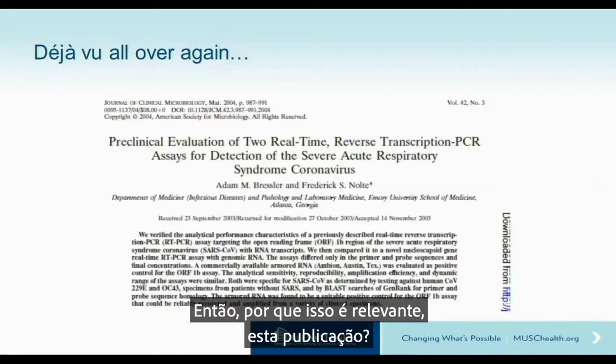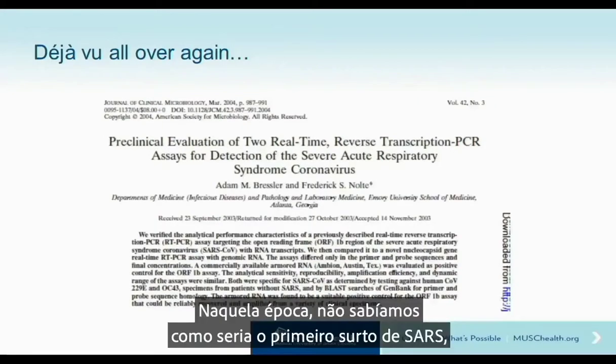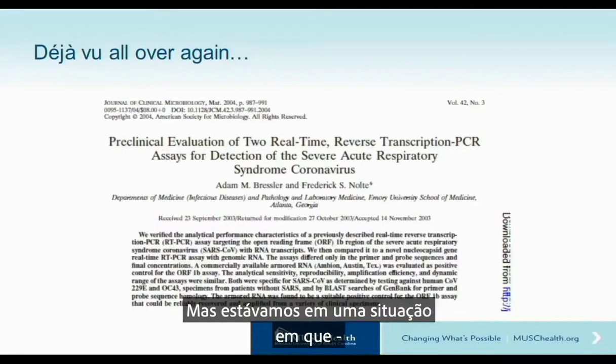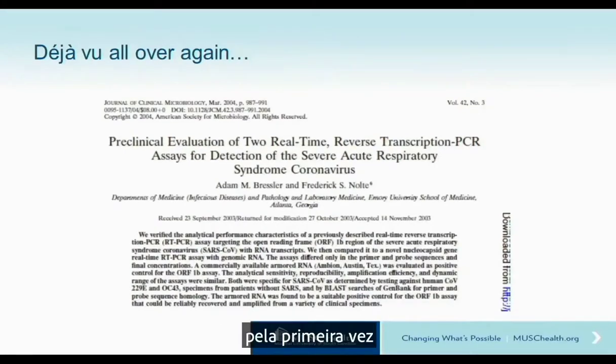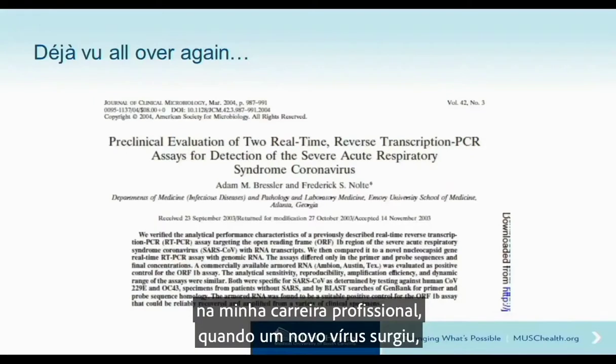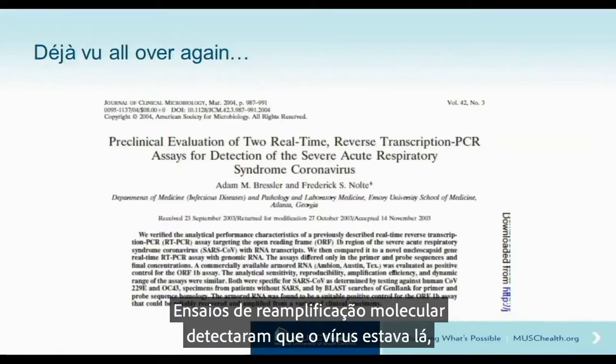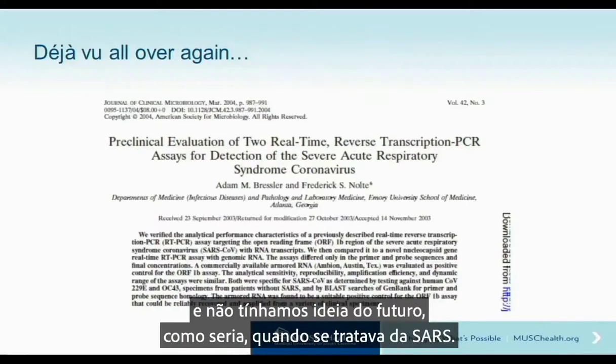So why is this publication relevant? Well, at the time, we didn't know what the first SARS outbreak was going to look like. The U.S. was largely spared any big impact, but for the first time in my professional career, when a new virus emerged, genomic information was immediately available and shared. Molecular amplification assays to detect the virus were there, and we had no idea what the future was going to look like when it came to SARS.